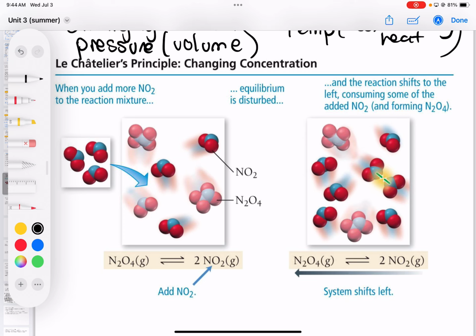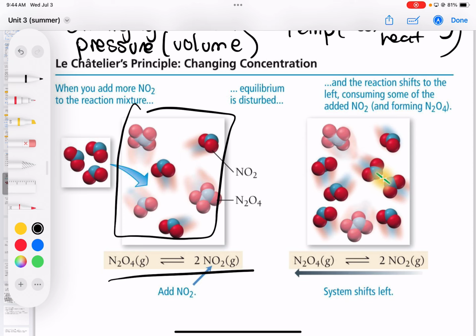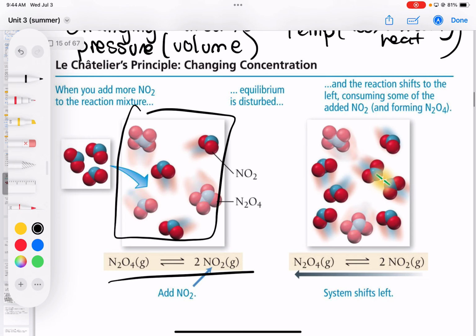So they're saying we have equilibrium at this point for this reaction, N2O4 goes to 2NO2. And if you add more NO2, you have now offset that balance point, the equilibrium point. And so it has to do something to re-achieve equilibrium.